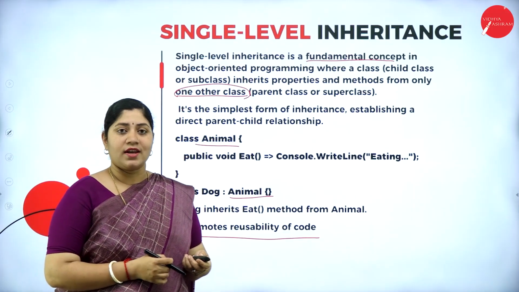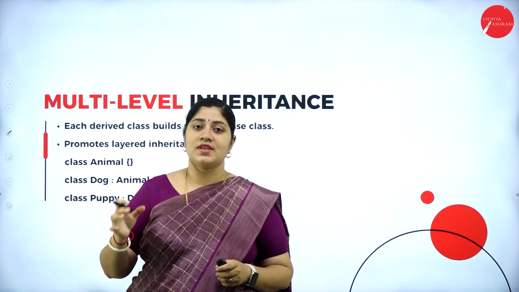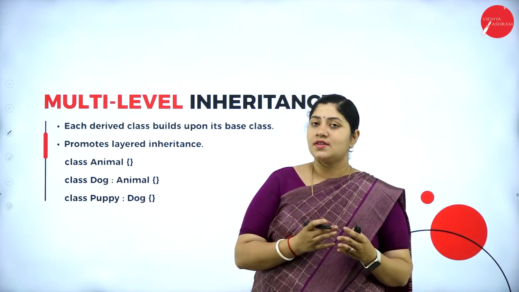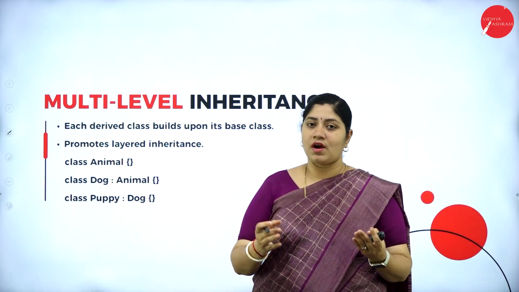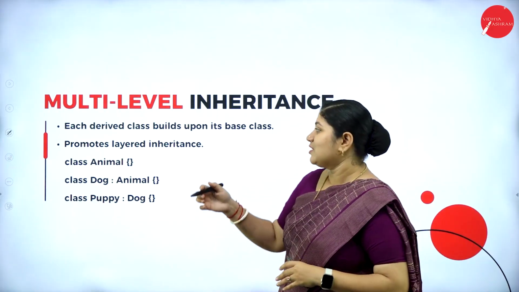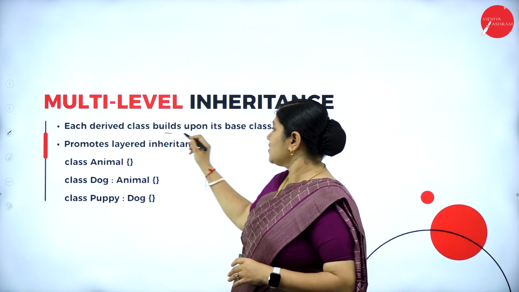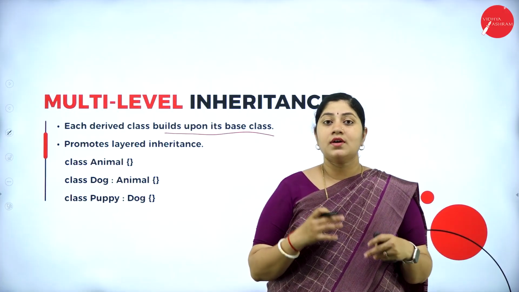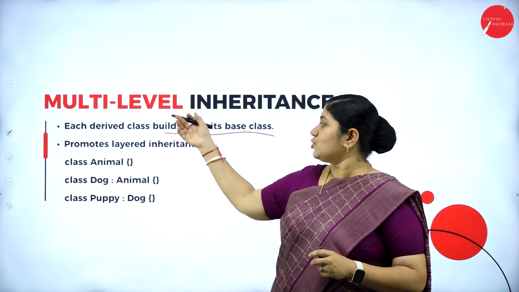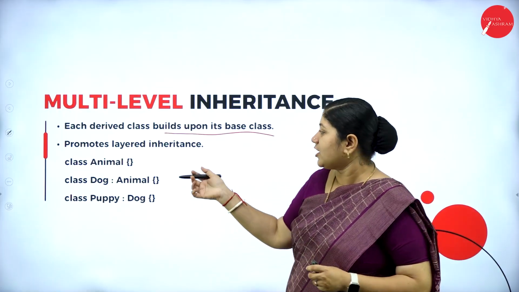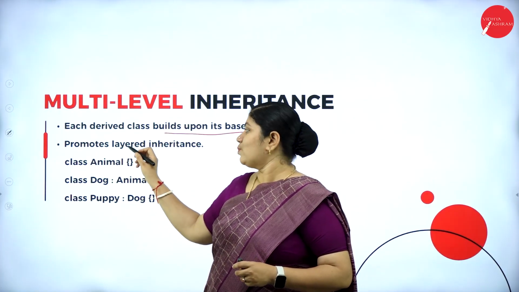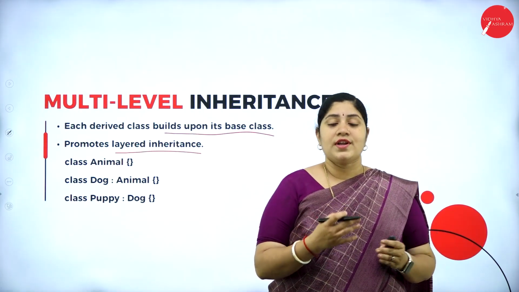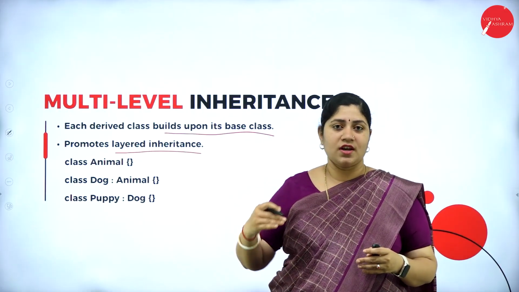Moving forward, let's understand what multi-level inheritance is. As the name itself specifies, we can consider different classes in order to derive our derived class. Over here we can see each derived class builds upon its base class. All must have the behavior of the base class. So it is called multi-level inheritance, and let's see what it promotes. It promotes layered inheritance. As we are working with multiple level inheritance, we can call it layered inheritance also.